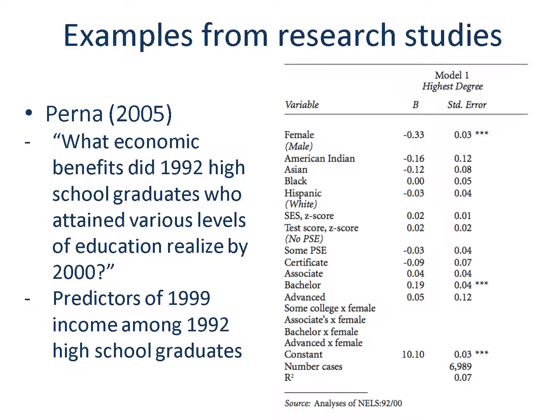From a linear regression analysis, she found that attaining a bachelor's degree has a positive association with one's income level 8 years after high school graduation. Meanwhile, gender was another factor that was statistically significant to predict one's income level. The regression coefficient was negative, indicating that females tend to have a lower level of income than males.